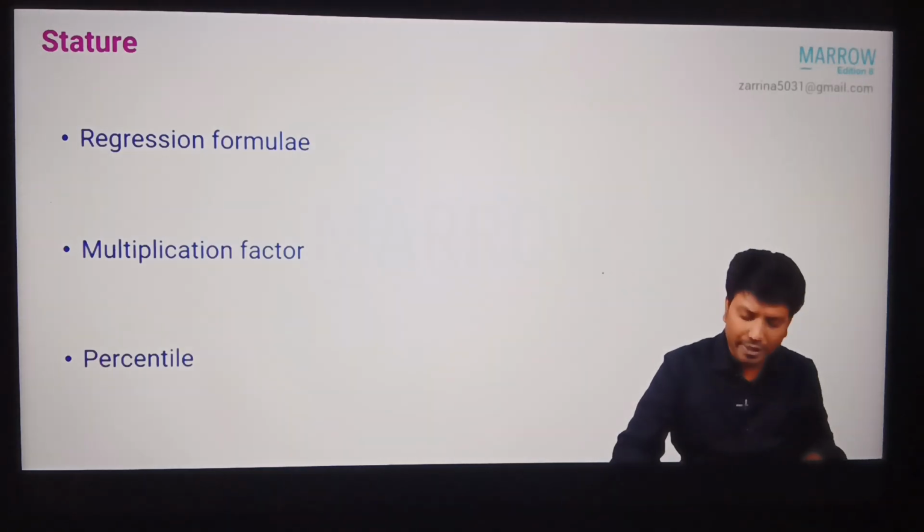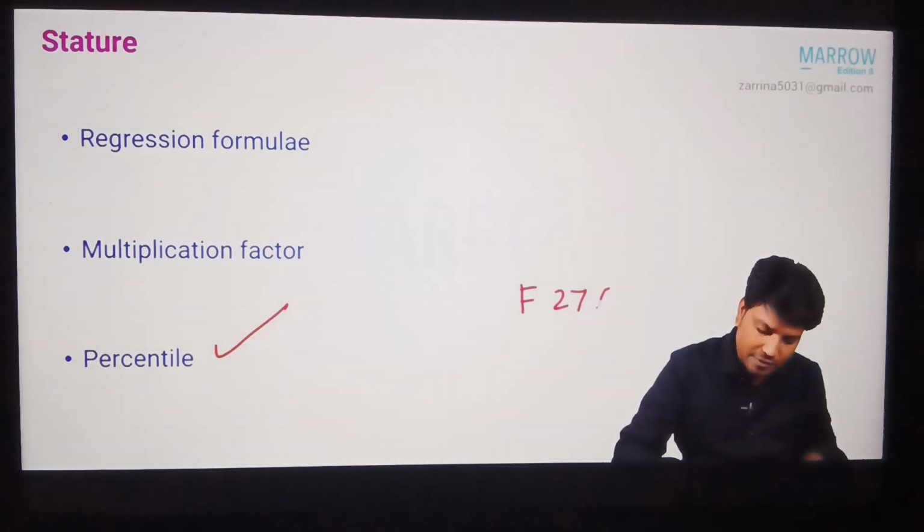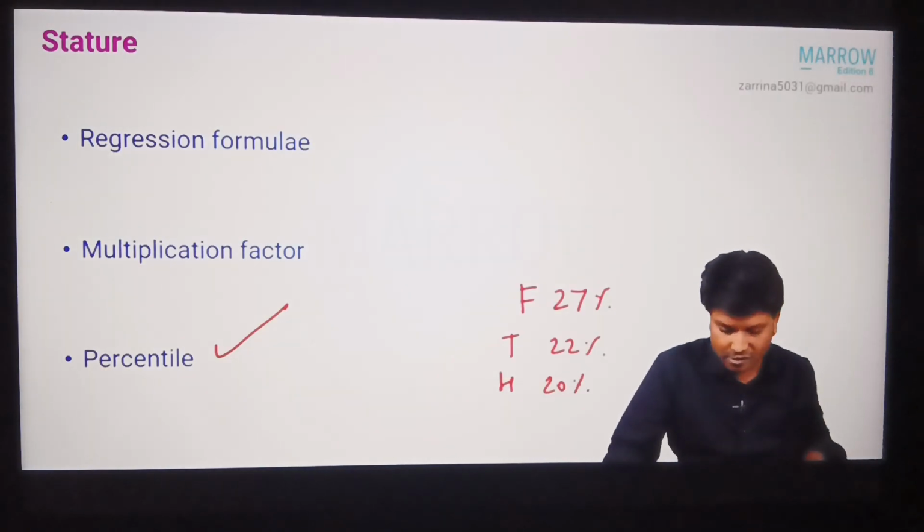I told you femur gives you 27. This is the easiest one. Femur 27%. Right? Tibia 22%. And humerus, that is 20%. With this, you'll be able to find out the stature of the person.